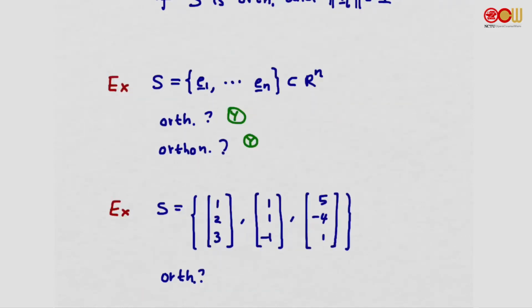Another example. S is the set of these three vectors. This is a subset of R3. Is this set orthogonal? So we verify if these two are orthogonal. And that's indeed true. And these two, are they orthogonal? That's also true. And then we verify if these two are orthogonal. That's also true. So yes, this is an orthogonal set. Is it orthonormal? No, it's not, because they are not standard vectors.